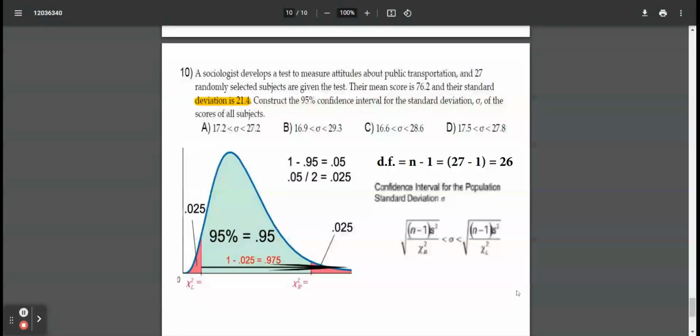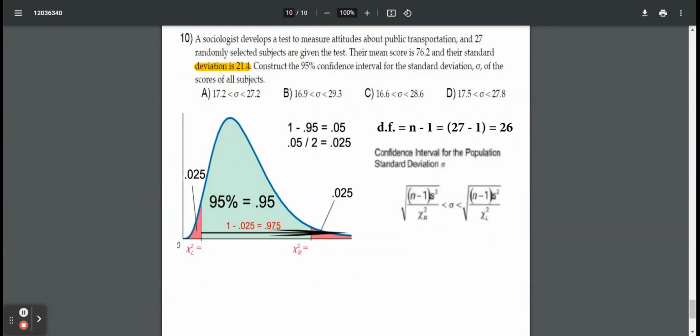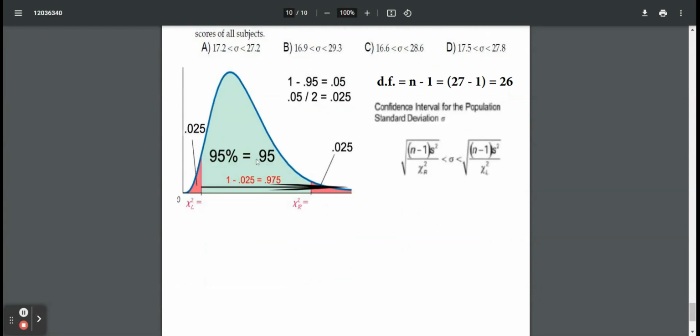Number 10, a sociologist develops a test to measure attitudes about public transportation. All right, 27. There's my n value, which means my degrees of freedom is one less than that, 26. 95%. All right, the area in blue, the major area. And one whole minus 0.95 gives me an area that's left of 0.05 shared equally amongst the bottom right and the top left. Half of 0.05 is 0.025, this area here and this smidgen there.